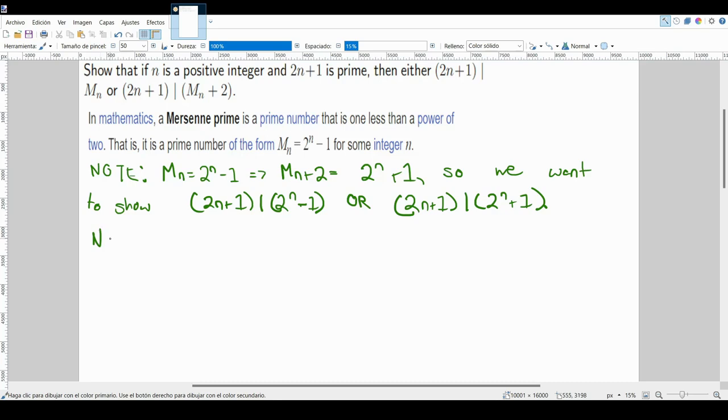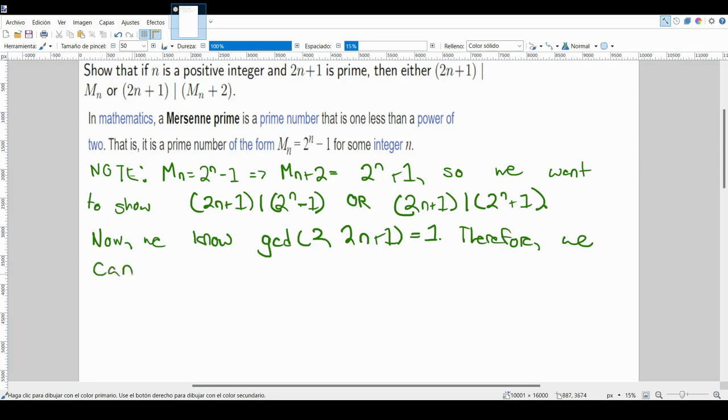Now, we know that the greatest common divisor of 2 and 2^n plus 1 is going to equal 1. Therefore, we can refer to Fermat's little theorem, which I will just paste in a second.